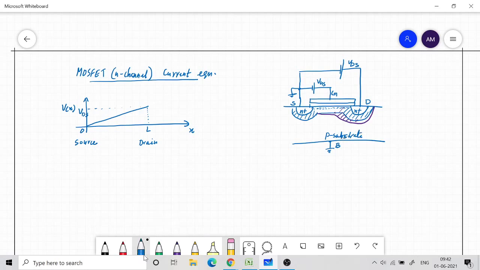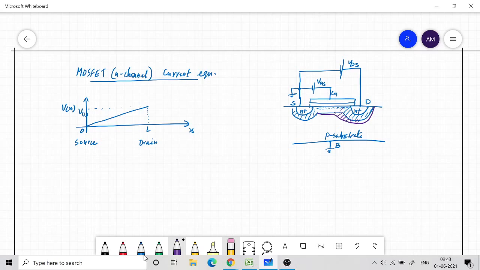Whereas the N plus region is heavily doped, so the extent to which the depletion region goes into the N plus region is very minimal. Suppose the doping concentration in the N plus region is 100 times higher, that's why we call it N plus also. So it will not extend much into the N plus region, but most of it will extend into the P region.